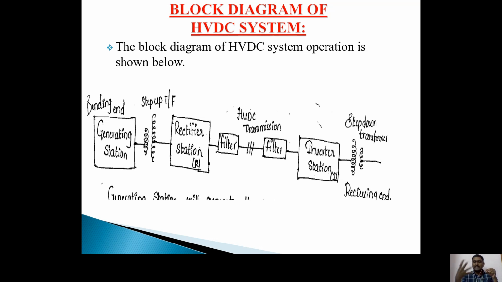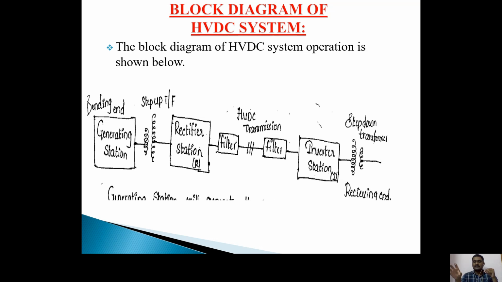The generating station produces the AC voltage or AC power supply at low voltages. That low AC voltage is converted into high voltage by using the step up transformer. After increasing the voltage level, it is given to the rectifier station. The rectifier station converts the AC voltage to DC voltage, and after that it is given to the filter. Why do we give the DC voltage to the filter? From the rectifier station we are not getting purified DC. We are getting only pulsating DC.